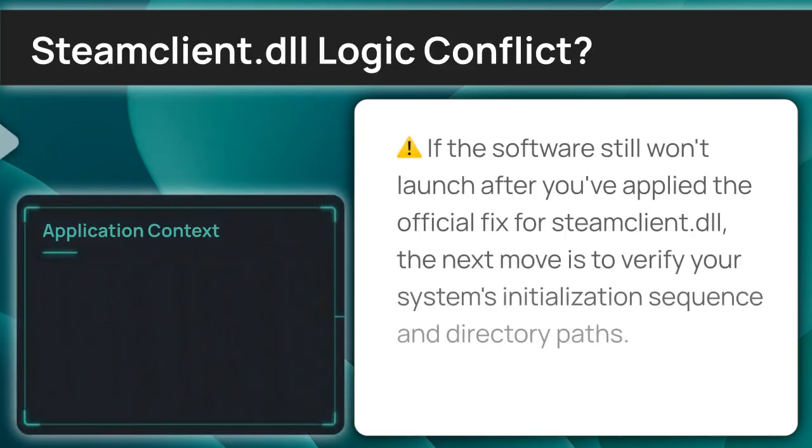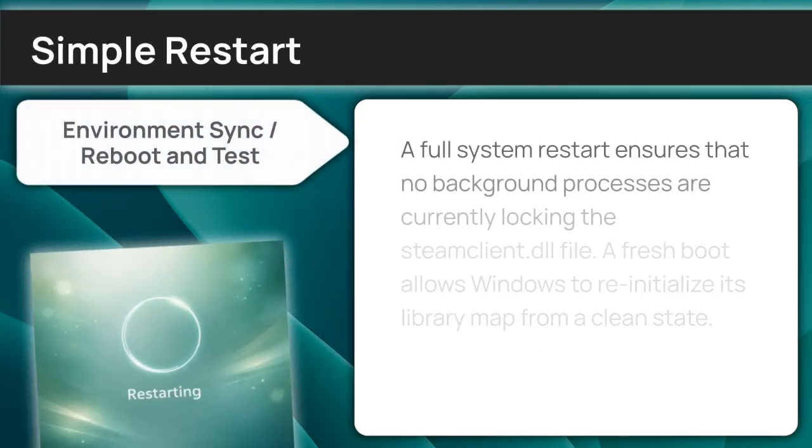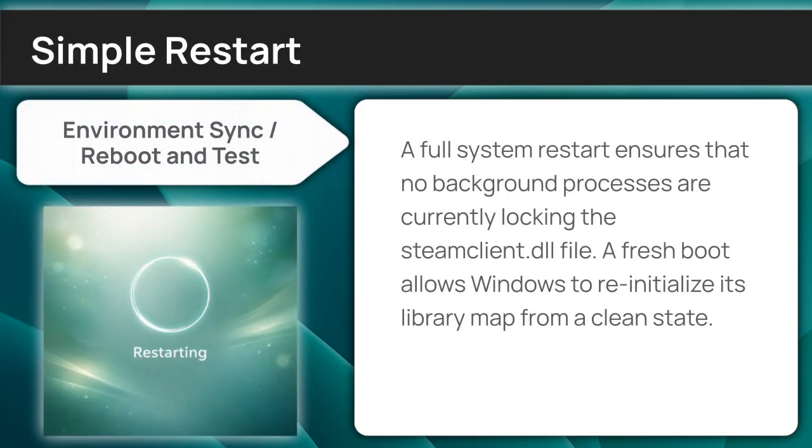When a standard software refresh isn't enough, we need to bypass the automated installers and look at manual system state resets. A standard reboot clears out temporary memory conflicts and gives the Windows loader another chance to properly register the Steam Client component during startup.